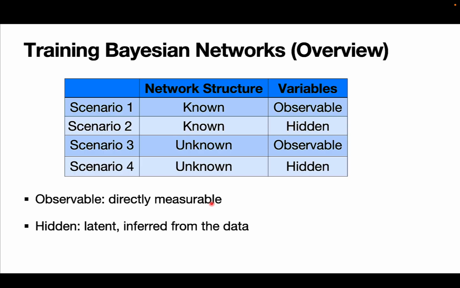As an example of a hidden variable, let's think about the fire alarm example. Suppose there were no cameras installed inside the buildings. We don't have any information about the tampering events. So in this case, this becomes a hidden variable.